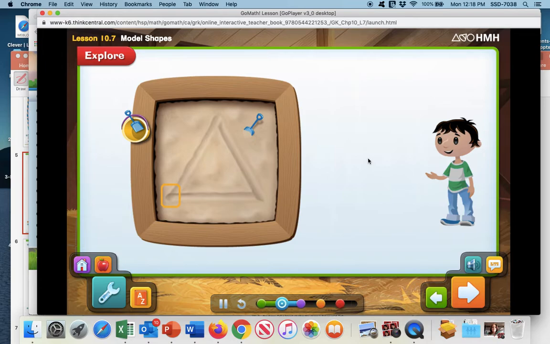Count the vertices. 1, 2, 3. How many vertices does the triangle have? The triangle has 3 vertices. Tim wants to model a shape in the sand. What's one way Tim can model a triangle in the real world? He can model it by drawing.